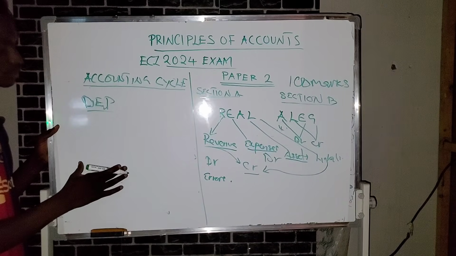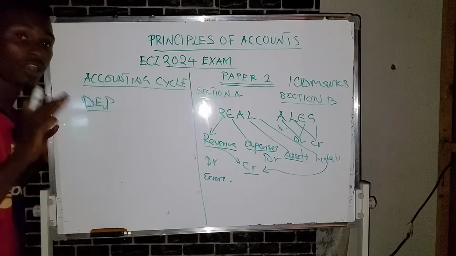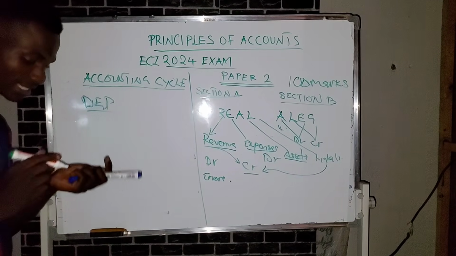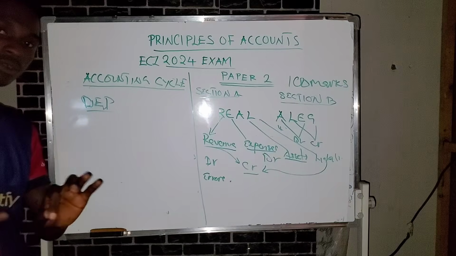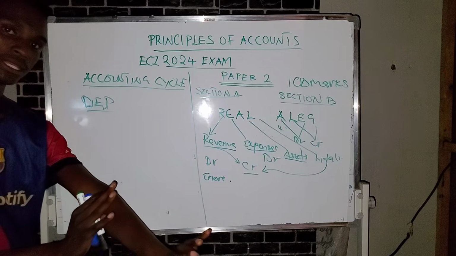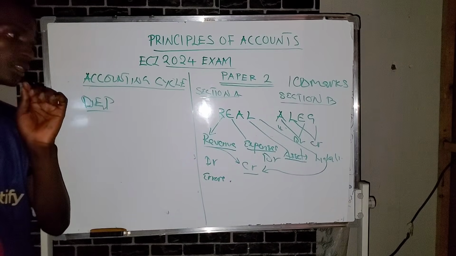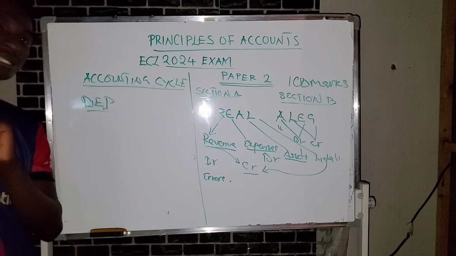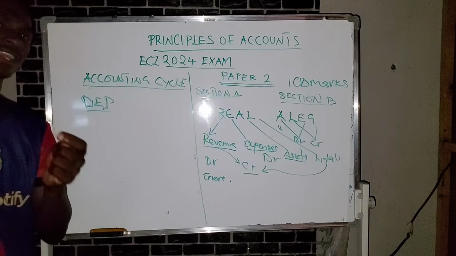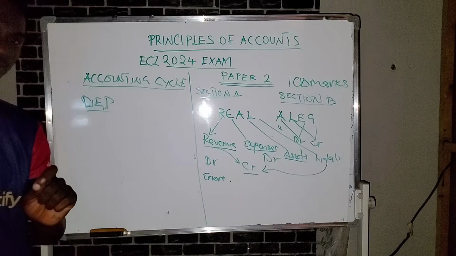Not only that, you need to know the causes. What causes an asset to depreciate? What causes an asset to lose value? What causes an asset, for instance, a motor vehicle, to lose value? Is it wear and tear? How about an asset like maybe land? Can land lose value? Does it depreciate or appreciate? Are we together, my friends?